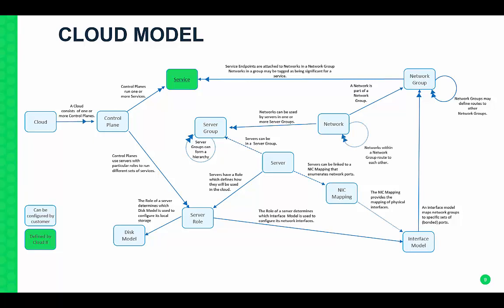Networks can be used by servers in one or more server groups. Networks within a network group route to each other. Control planes use servers and networks from one or more server groups. Firewall rules are applied to one or more network groups.